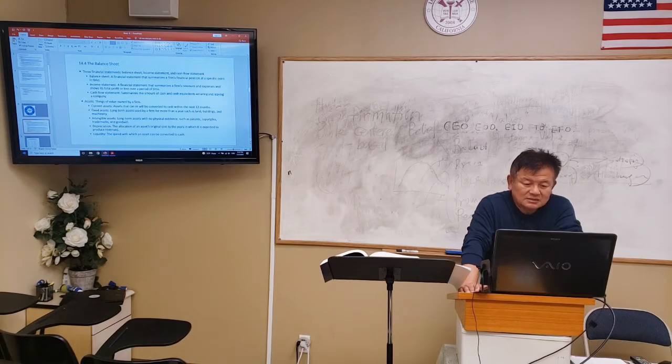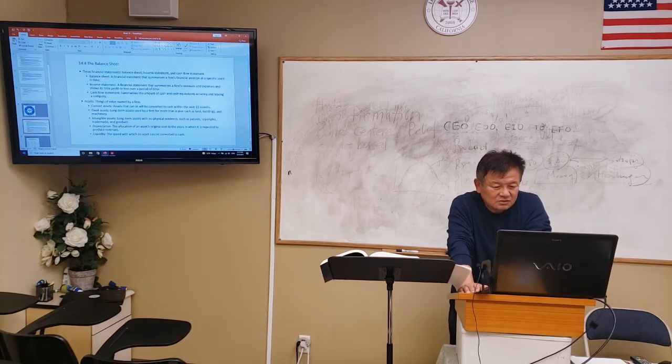Current assets are assets that can or will be converted to cash within the next 12 months. The next 12 months is because the accounting period changes. That's why a current asset is within 1 year. And a fixed asset is a long-term asset used by a firm for more than 1 year, such as land, buildings, and machinery.